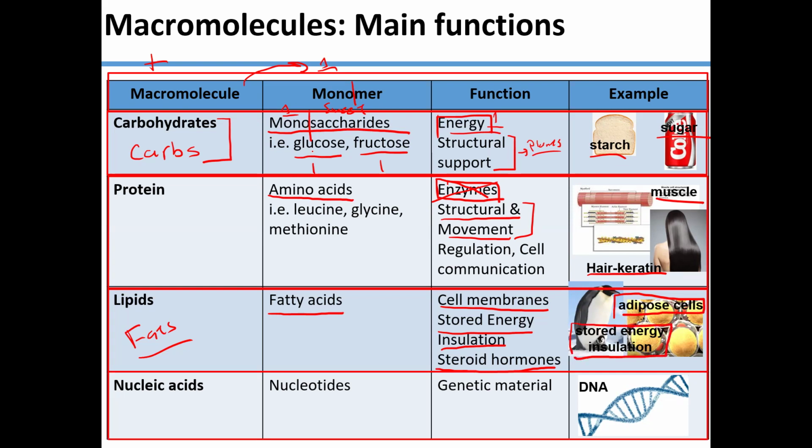Our final macromolecule is going to be our nucleic acids. Our smallest are going to be our nucleotides, which are going to be comprised of our phosphate, our deoxyribose sugar, as well as our nitrogen base. And this is going to be our genetic material, or in this case, DNA. And as you know, that's going to be incredibly important because that is going to be the blueprints to our body.